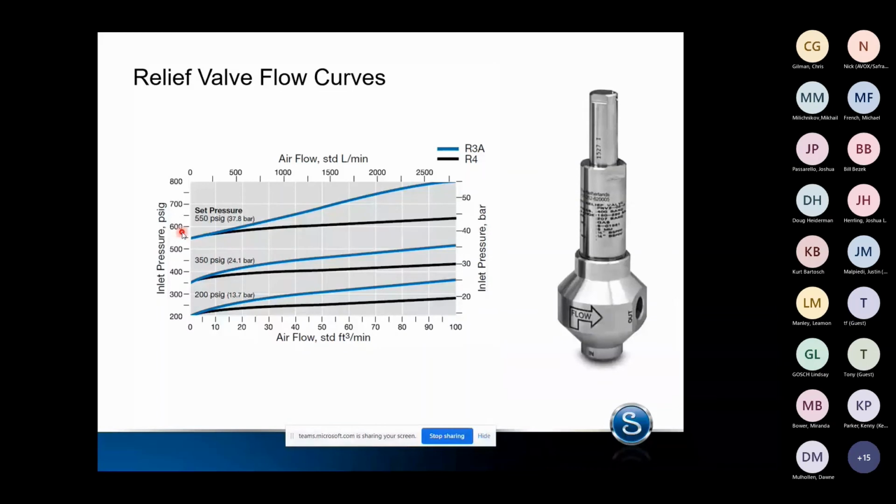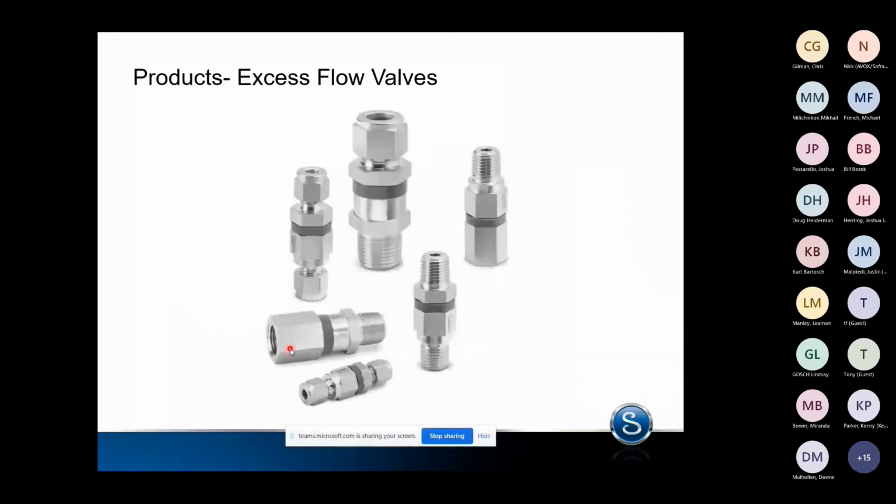We want to make sure that they're appropriately sized, not only for the pressure, but also the flow that's going through them. And just like with regulators, all the flow curves are going to be with air, so we're going to have to convert them to the system media that you're running through the system. And I can help with that. Any questions on check and relief valves before we tackle excess flow valves?